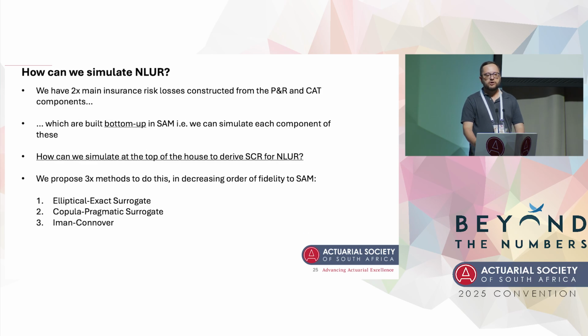So how can we now simulate non-life underwriting risk with this knowledge that we've now got in our heads? We've got two main insurance risk losses, which we have from premium and reserve risk and from catastrophe risk. And these are built bottom up in SAM. So what you need to do is look through your portfolio of insurance business. You need to work out what lines of business you have, what your premium volumes are, and all of that sort of good stuff. So too with catastrophe risk, you have to look at various different distributions of catastrophe risk across your geographies. So you do that bottom up and you come up with a number.